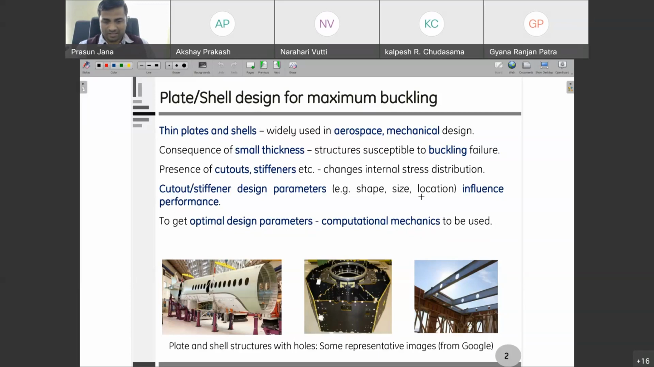So mainly, the stiffeners are used, as the name suggests, for stiffening the structure. It means it gives some rigidity. Okay, so if you add these cutouts and stiffeners, then the structure becomes complicated, and you may not have closed form solutions for these structures.